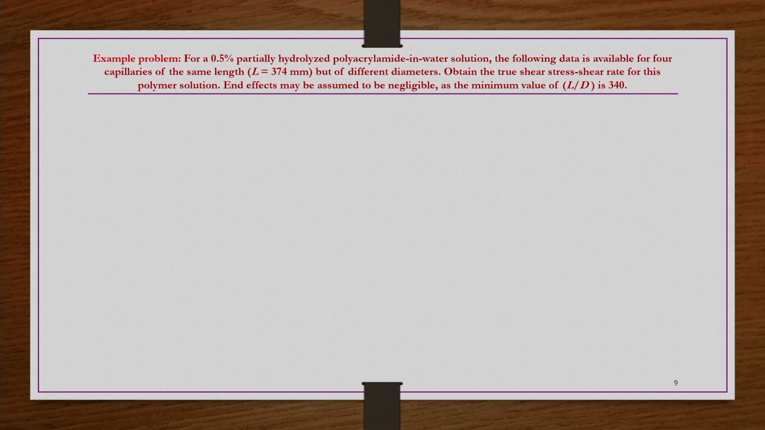So, this example problem is to realize how important it is to establish the wall slippage effect in the case of a capillary viscometer, and then how to make the correction for the apparent shear rate by using the slip velocity at the wall, and then find out the true rheological parameters of the fluid. That is what we are going to see through this example problem.